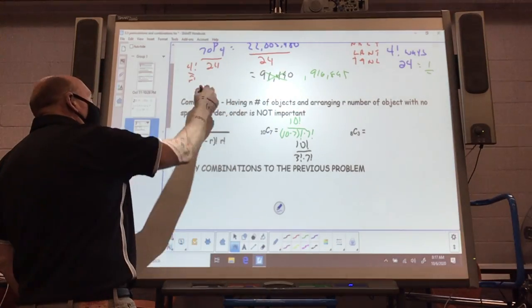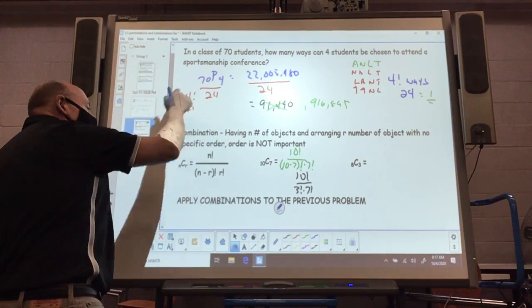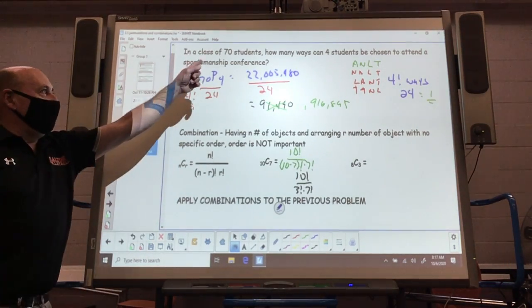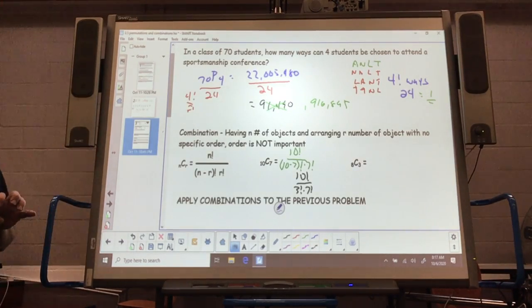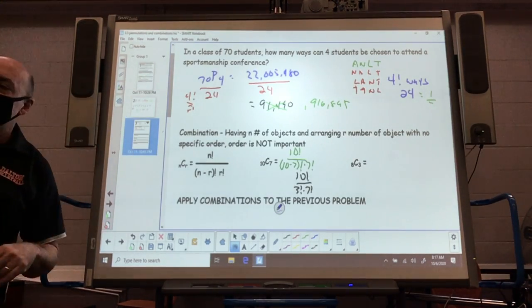And then go back up to the previous problem. Rewrite it. I have 70 people. I'm choosing 4 of them. Order is not important. Rewrite it. See if we come down to the same answer.